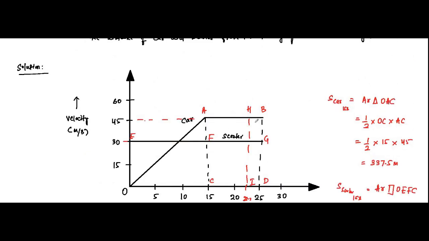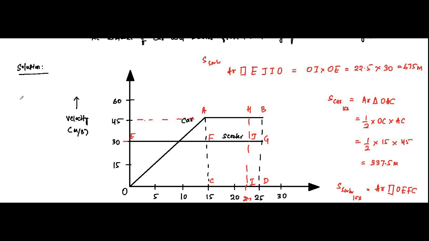So it can be done in two ways. First, by calculating the distance covered by the scooter, which is the area of rectangle EJIO. So that is equal to OI into OE. OI is equal to 22.5, which is the time, and OE is equal to 30, which is equal to how much? 675 meters, which is the distance covered by the scooter.